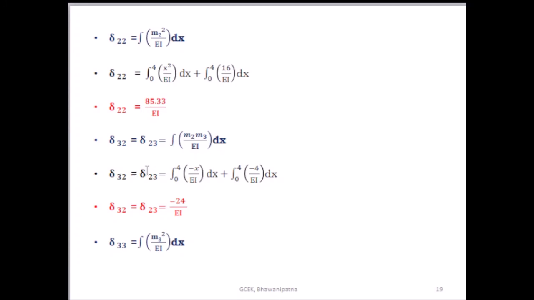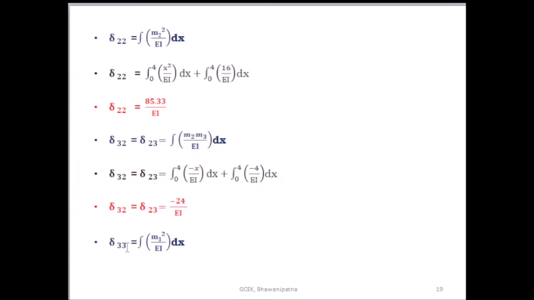Delta 32 is equal to delta 23. Here you have to put the value of m2 and m3. Then after putting this, integral 0 to 4 of minus x by EI dx plus integral 0 to 4 of minus 4 by EI dx. After simplification, delta 32 is equal to delta 23 is equal to minus 24 by EI. This is the value after simplification.